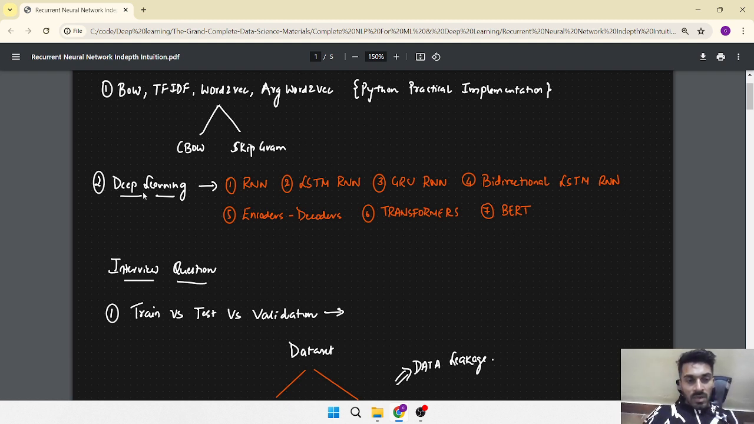We have already done a deep learning playlist. In deep learning, you will find RNN, LSTM RNN, GRU RNN, bidirectional LSTM RNN, encoder-decoder, transformer, BERT. All these topics come under deep learning. We will first learn RNN, and then LSTM RNN, GRU RNN, bidirectional, like how these architectures differ from each other and how they work. Now we are using transformer and BERT and ChatGPT models, which are based on RNN and LSTM.